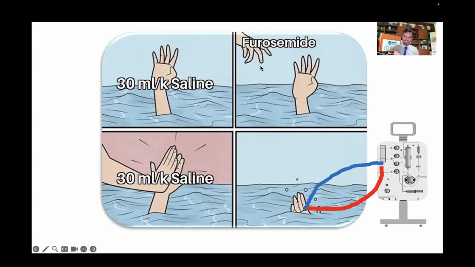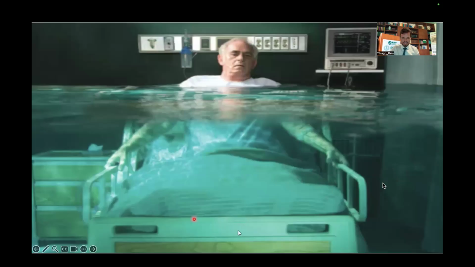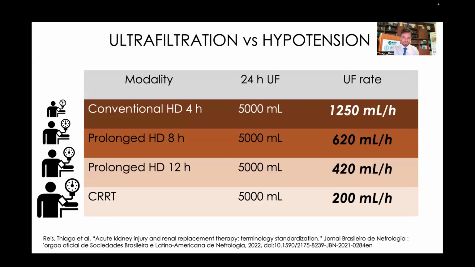Then comes the nephrologist, who starts furosemide, but then in the night shift, this patient develops hypotension and is given more fluids, 30 mLs per kilogram, and then this patient is drowning and we have to start dialysis. As I've mentioned prior, fluid overload is the main indication for dialysis in the intensive care unit.